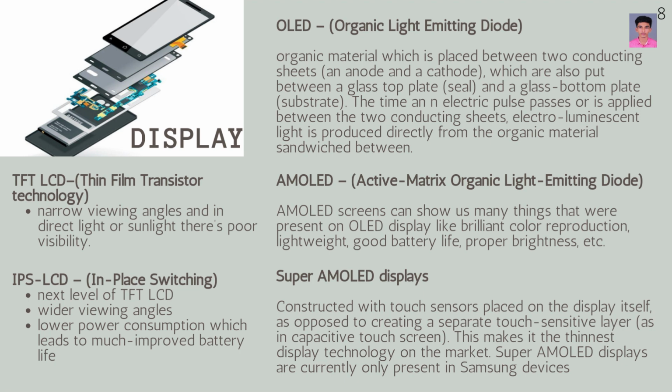Then comes Super AMOLED displays. It is constructed with the touch sensors placed on the display itself, as opposed to creating a separate touch sensitive layer as in a capacitive touchscreen. This makes it the thinnest display technology on the market. Super AMOLED displays are currently only present in Samsung devices. So mainly AMOLED and Super AMOLED displays are produced by Samsung, whereas OLED displays are provided by LG.